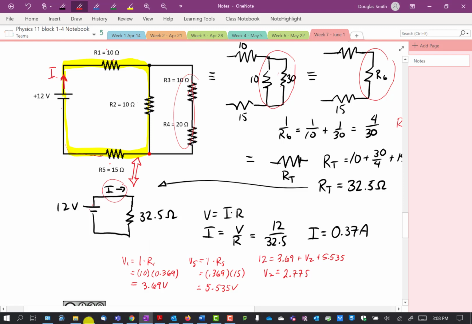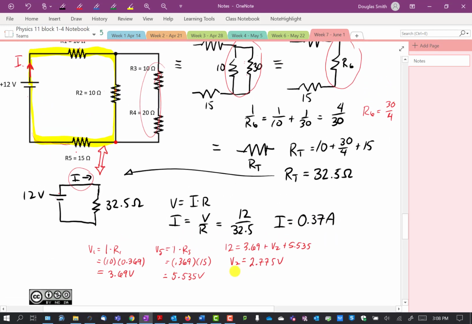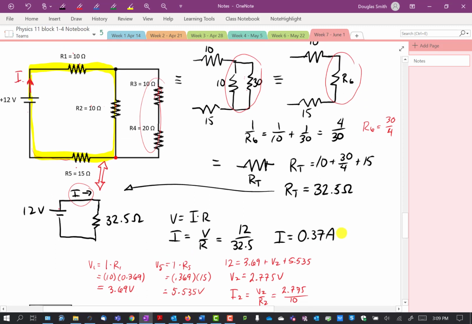And with that, I can get these two. So we know that voltage. If we know this voltage, we can get the current. Let's go through that and just double check that it all adds up. So I2 is equal to V2 divided by R2, 10. So that's an easy one. That's just 0.295 amps.